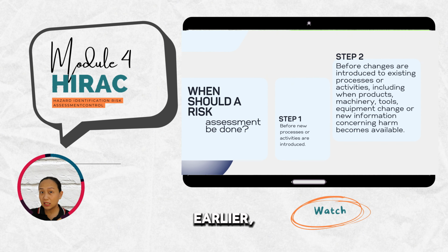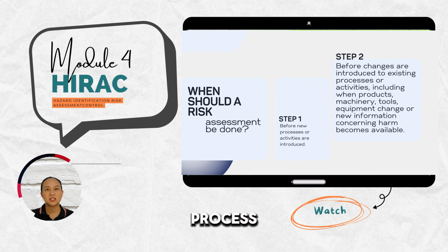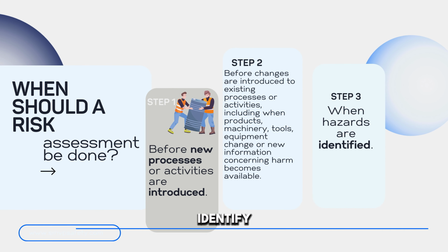Number 2, before changes are introduced to existing processes. So, kanina, new processes, diba, or activity. Dito naman, kung may babaguhin po tayo sa nakasanayang activity or process. So, that would include the products, the machinery, or any tools that are introduced into the process. And of course, lastly, if hazards ay identified.